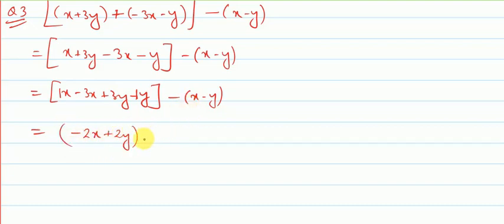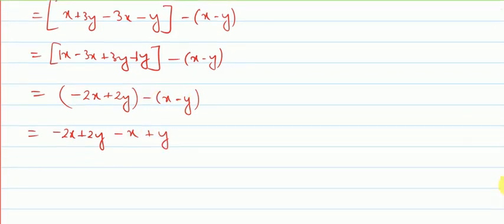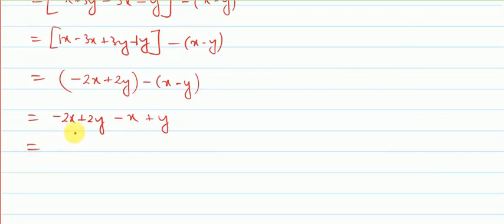Now we will open this bracket. Before this we have plus, so we can simply write like this, and in this case minus and here plus, so we get minus x, here minus, so we get plus y. Now we'll put the like terms together. So minus 2x minus x plus 2y plus y.